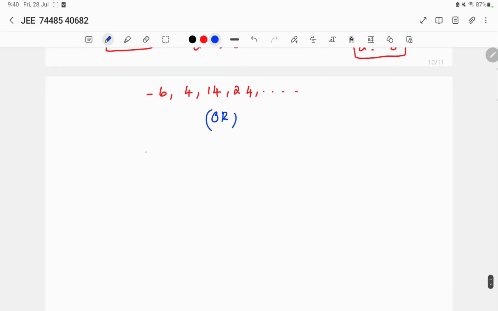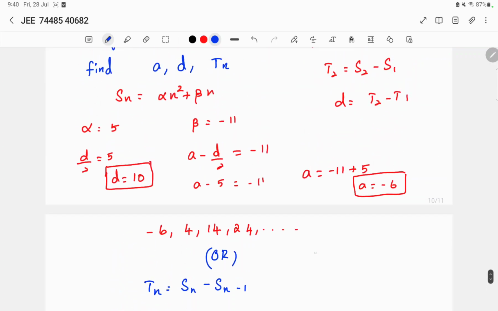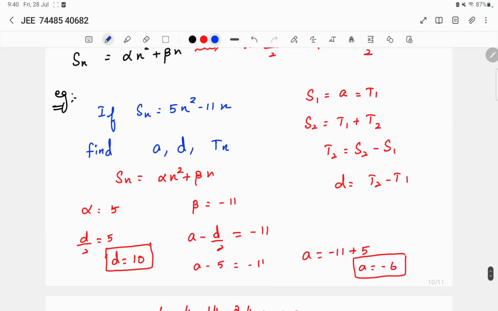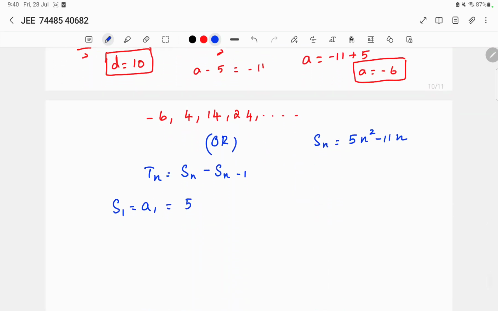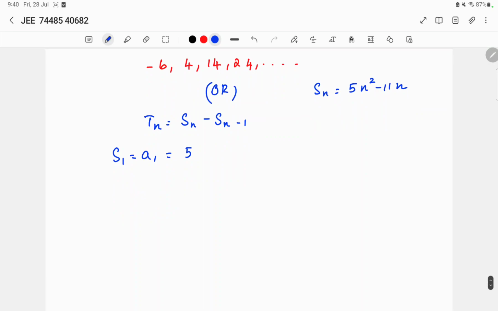That method is nothing but Tn, the nth term, I can write in terms of Sn. If the sum of n terms is given and you want to find Tn, it is the same as Sn minus S(n minus 1). Now S1 is equal to T1, because Sn is given as 5n square minus 11n. I will copy this again. So S1 will be equal to 5 minus 11, which is minus 6. So this will be the same as T1.